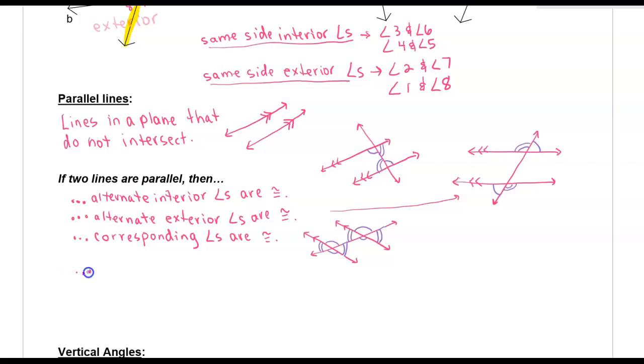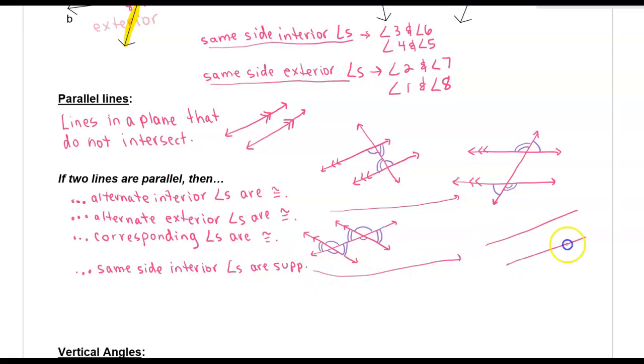If two lines are parallel, then same side interior angles are supplementary. For this, I will have to use angle measures. So this angle could be 120, then this one would be 60 because they'd have to be supplementary to each other. Also, same side exterior angles are supplementary.